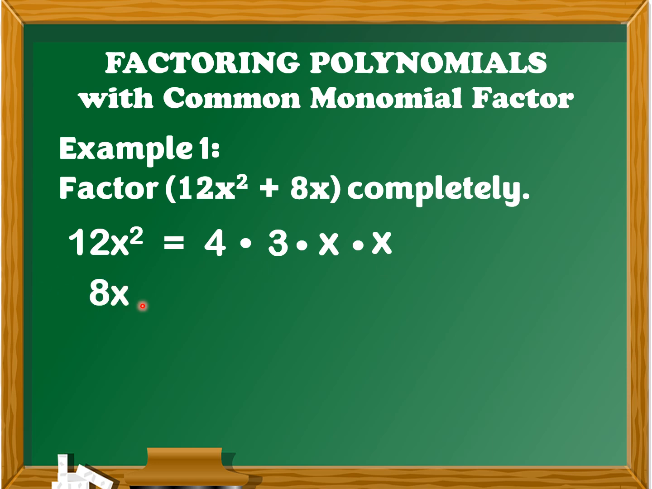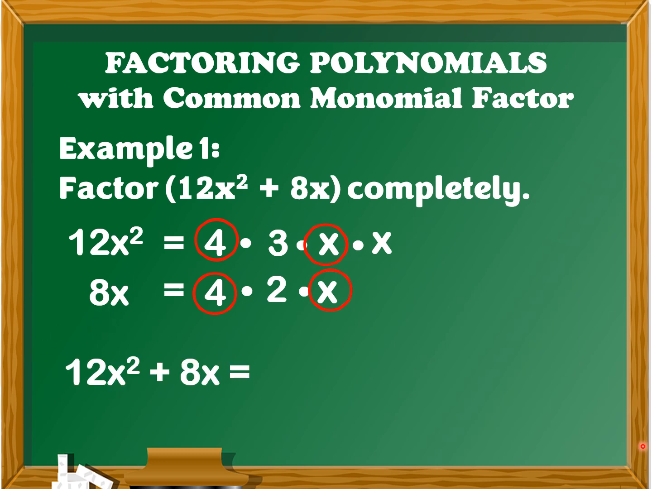Next, we're going to determine the factors of 8x. So we have 4 and 2. These are the factors of 8. And we will multiply it by x in order to get 8x. Okay, so these are now the factors of 8x. After finding the factors of 12x squared and 8x, we're going to look for the common factors. So we have 4 and x. Those are the common factors of 12x squared and 8x.